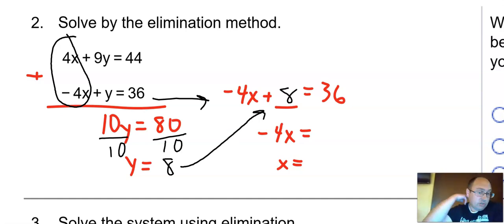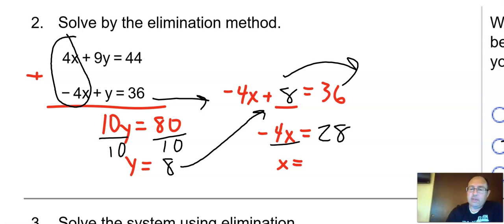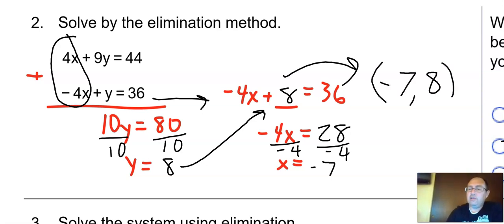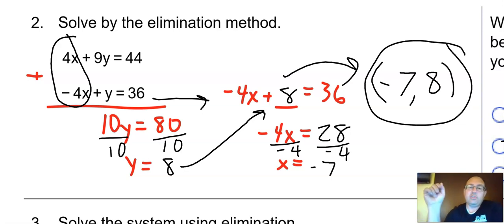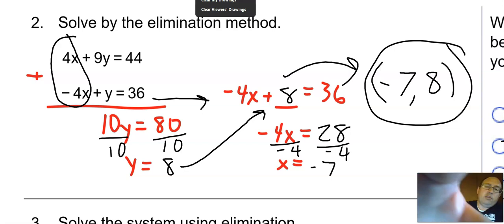The reason I did was because y was by itself, so it makes less multiplication to worry about. Of course, you're going to push this to the other side. 36 take away 8 gets me to positive 28. And dividing by negative 4 gets me to negative 7. So we know that negative 7, positive 8 is the coordinate where the two lines cross. Move on to the next one.